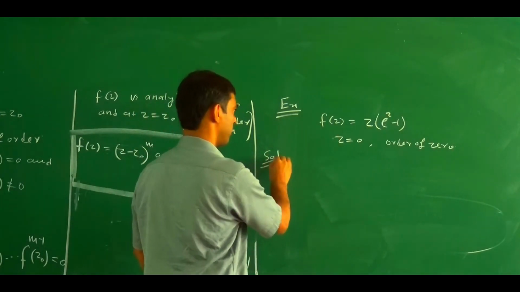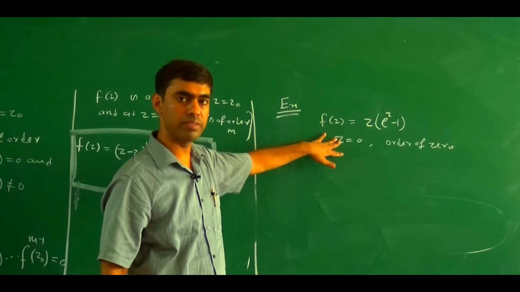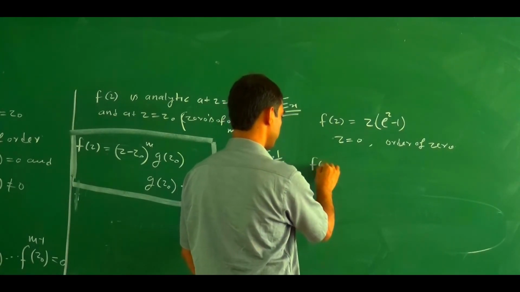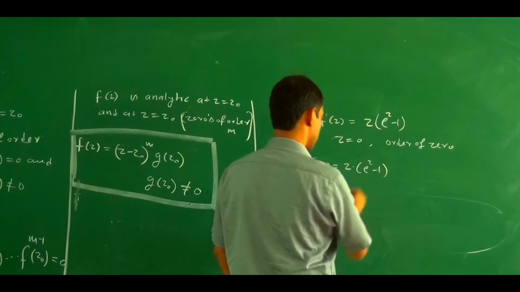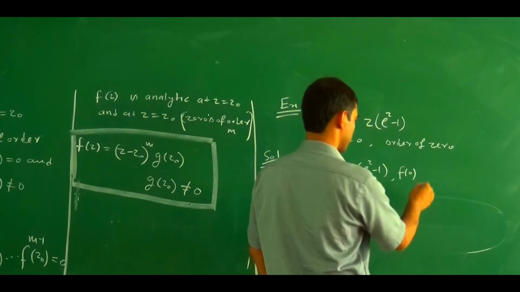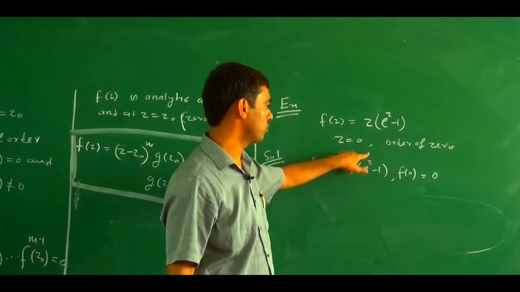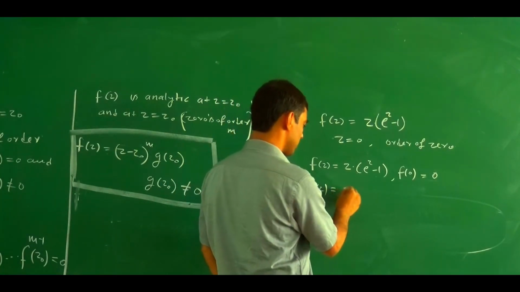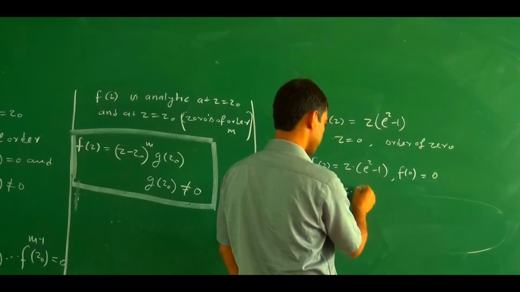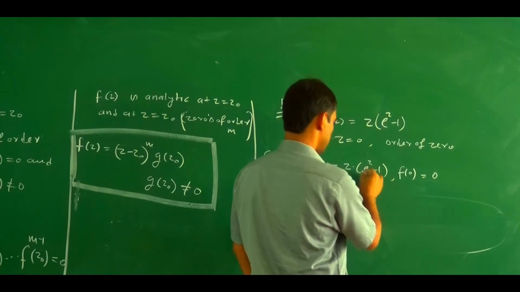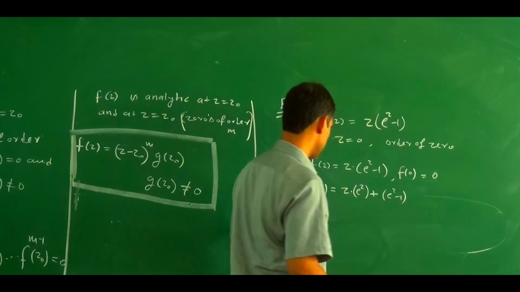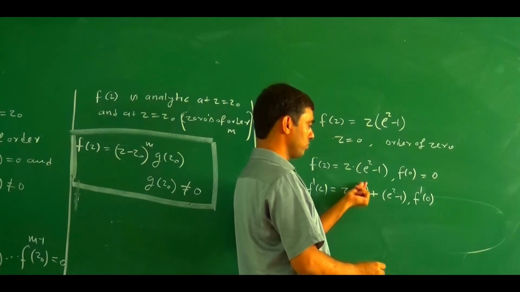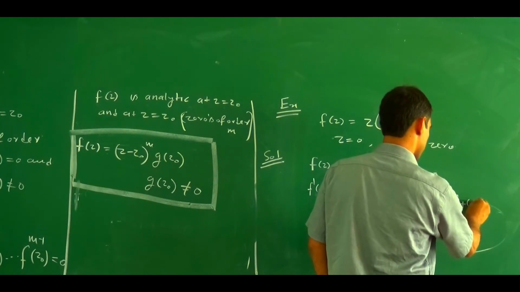So what is the solution? This has order m if the mth derivative at z equals 0 does not equal 0 and all previous derivatives at z equals z0 equal 0. So what do you predict here? f(z) equals z times (e to the power z minus 1). What is the value of f(0)? f(0) is 0 because 0 multiplied by (e to the power 0 minus 1) becomes 0. What is the value of f dash z? The derivative is z times the derivative of (e to the power z minus 1), which is e to the power z, plus the derivative of z times (e to the power z minus 1). This is f dash z. Now what is the value of f dash 0? f dash 0 is again 0, because 0 into e to the power 0 plus (e to the power 0 minus 1), and this is a what?